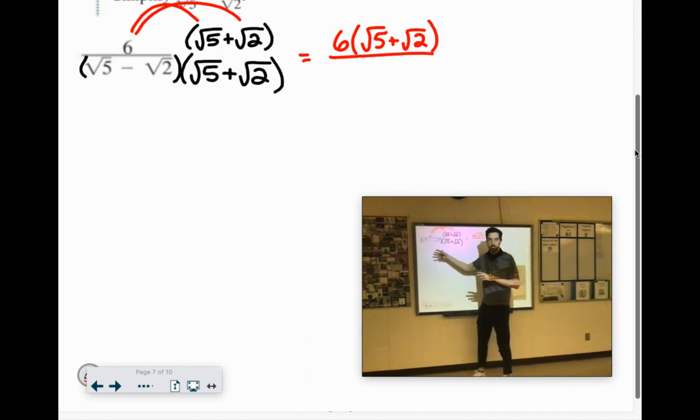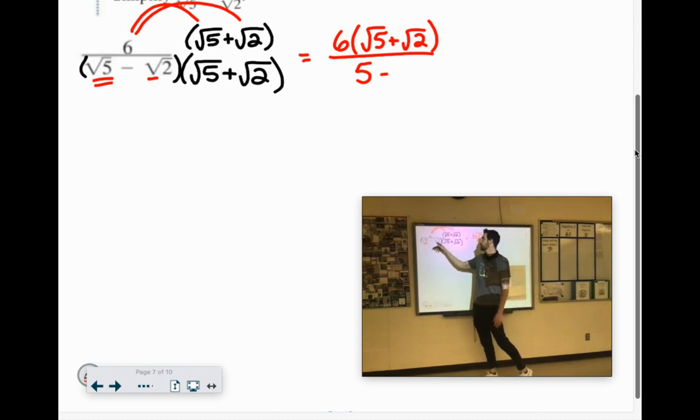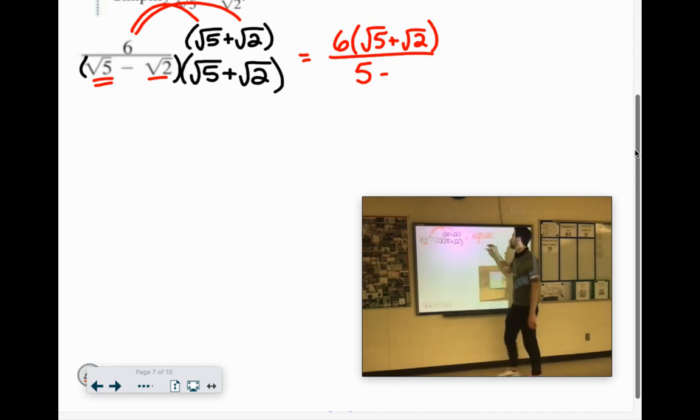We have conjugates. So you square the first term. The square root of 5 times the square root of 5 is regular 5. You always make it a minus, because even if you FOILed it, the last terms would be a positive times a negative. That's why we always write a minus there. You square the last term. Square root of 2 times the square root of 2 is just regular 2. So our denominator came out to 5 minus 2, which is 3.